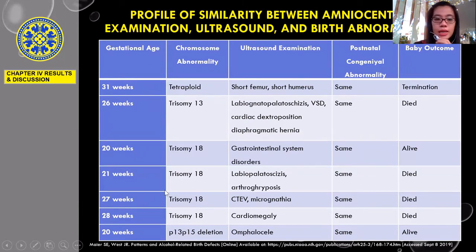At 28 weeks, amniocentesis found trisomy 18, we found cardiomegaly, same at birth, and the baby died. And at 20 weeks, we found a deletion in arm P13 and P15. From ultrasound, we found a follicle, and the patient is still alive.